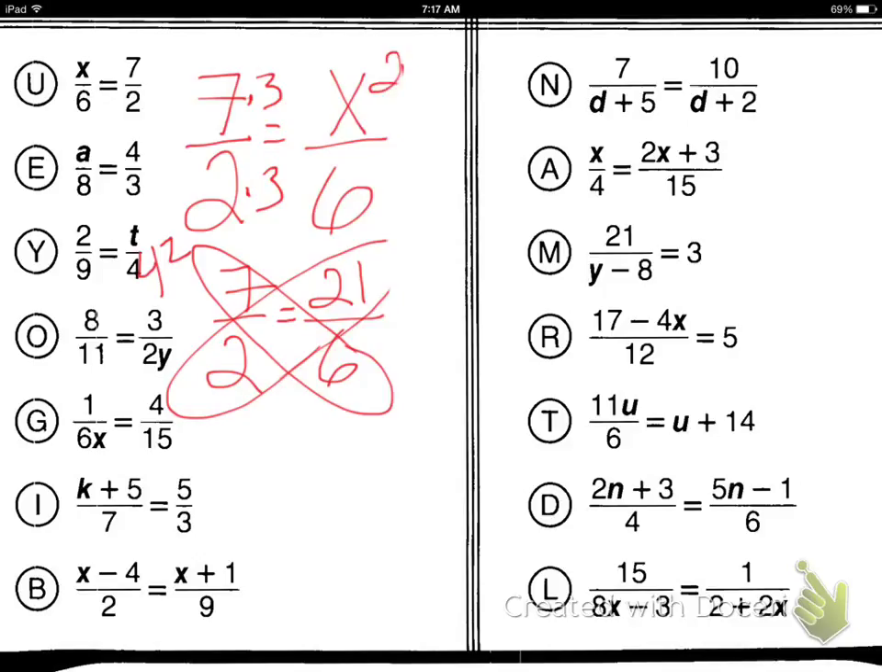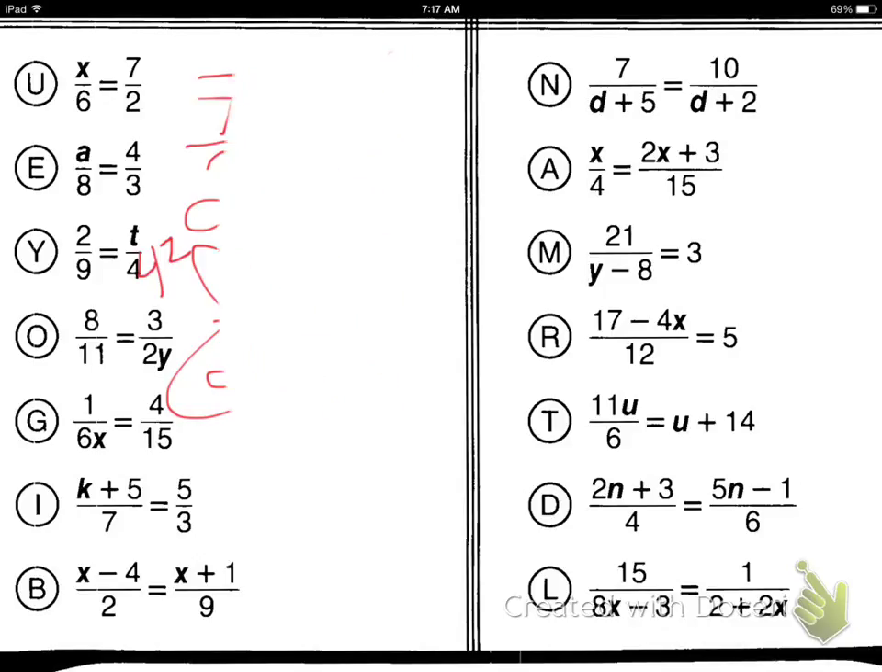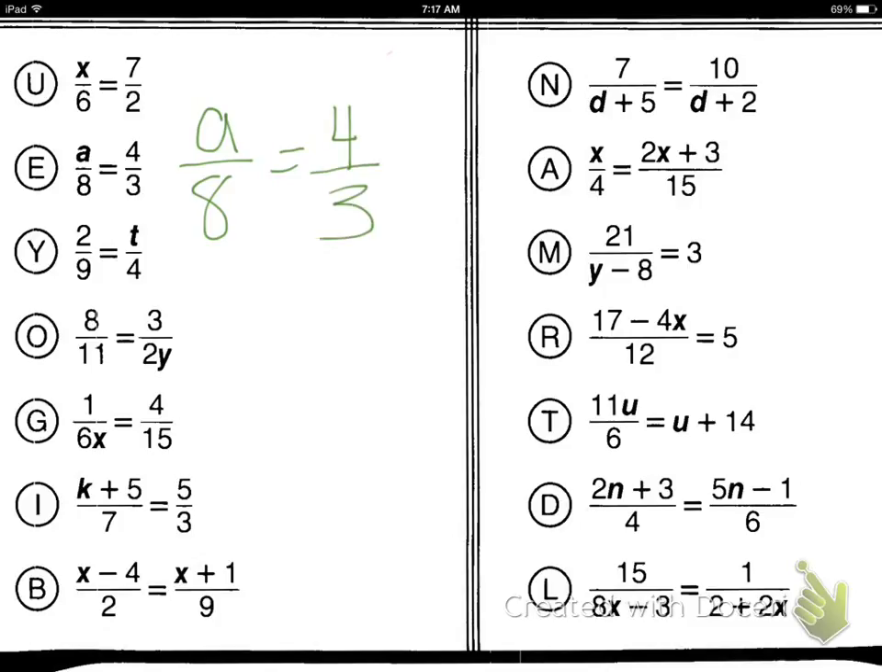So let me erase that one, because that was a straightforward one. That one shouldn't have thrown you off too much. But just in case it did, let me do another one similar to it. Let's do letter E. We have A/8 equal to 4/3.